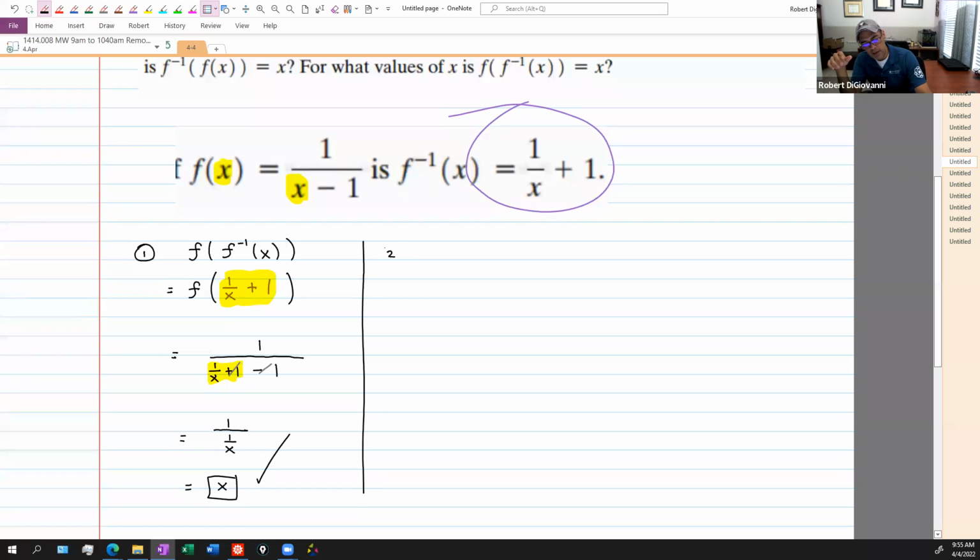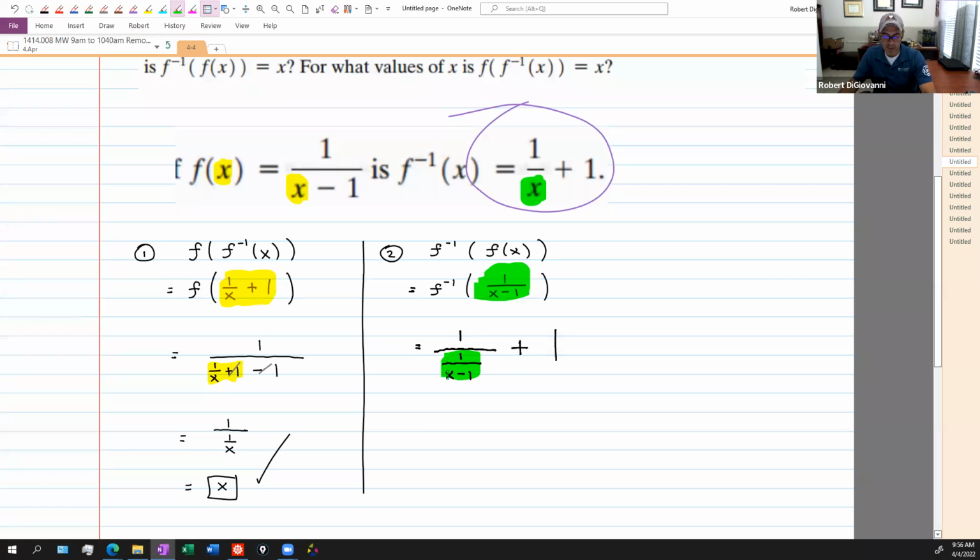Halfway there. Now we got to do it the other way. Inverse function on the outside, f function on the inside. So I want to take the inverse of the f function, which is 1 over x minus 1. And this piece is going to get plugged in right there into the inverse. Here it comes. So the inverse is 1 over that green thing, 1 over x minus 1, and then plus 1. So there's the green piece, that thing getting plugged into this inverse function for that green piece.